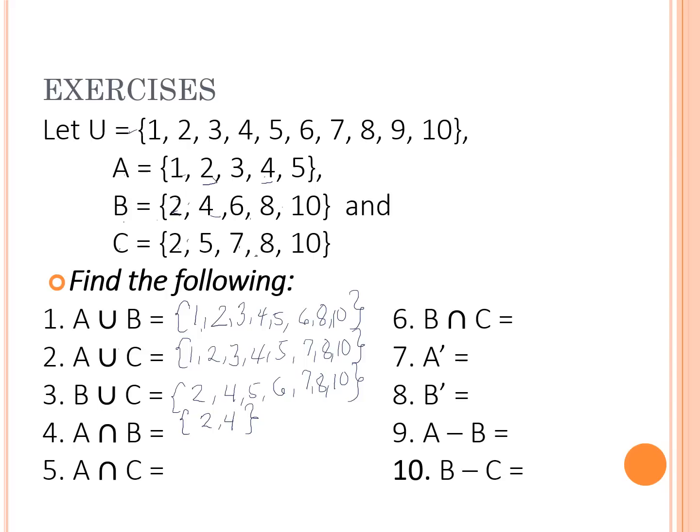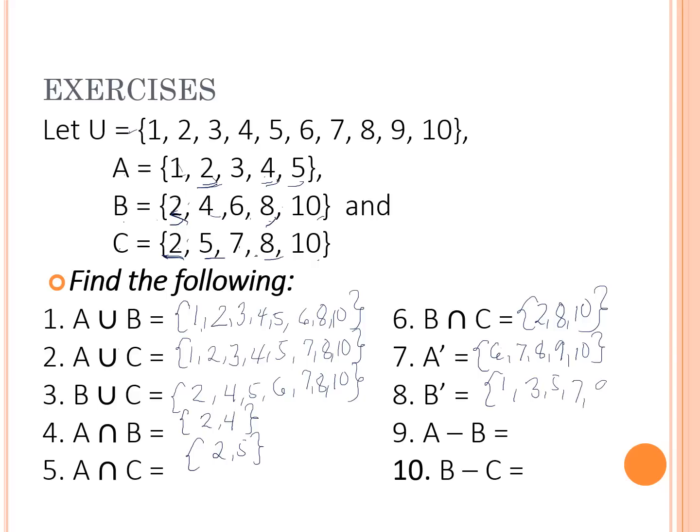Number 5, the intersection of A and C. They both have 2 and 5. So the answer here is 2 and 5. Next, the intersection of set B and set C, we have 2 and then 8 and then 10. Number 7, A prime, we are going to remove the elements of set A from U, and what is left is 6, 7, 8, 9, and 10. For number 8, we are going to remove 2, 4, 6, 8, 10 from U, and we are left with 1, 3, 5, 7, 9.